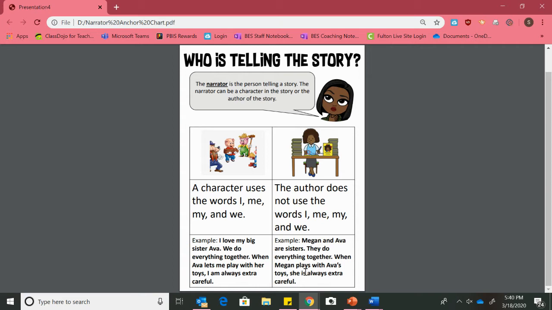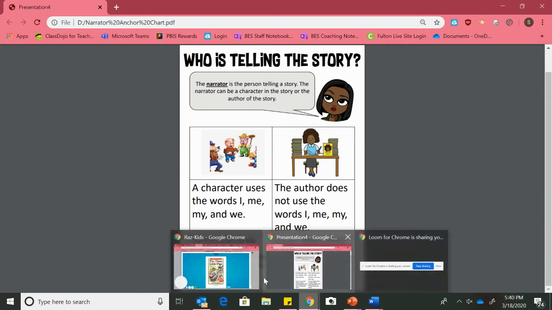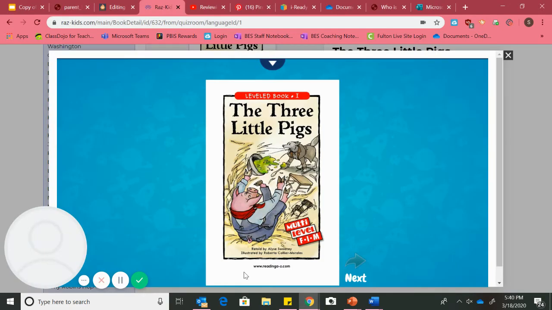Okay, so today we will be reading the story, The Three Little Pigs. Now, in The Three Little Pigs, when we are done, we are going to know who is telling the story. Is the author telling the story or is one of the characters in the story? Remember, as we're reading this story, we are listening for the words that are going to give us a clue as to who is telling this story. Okay?